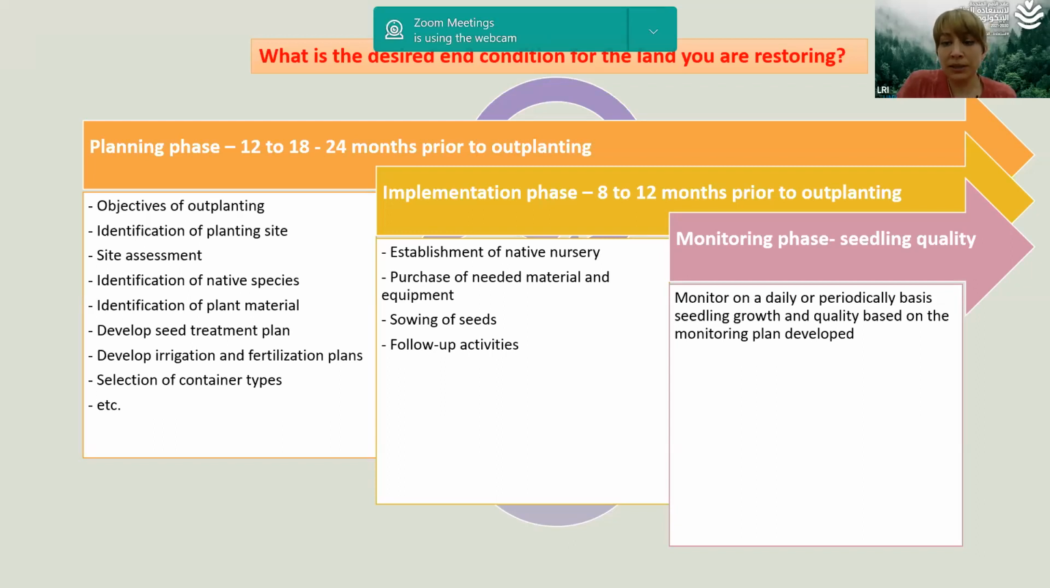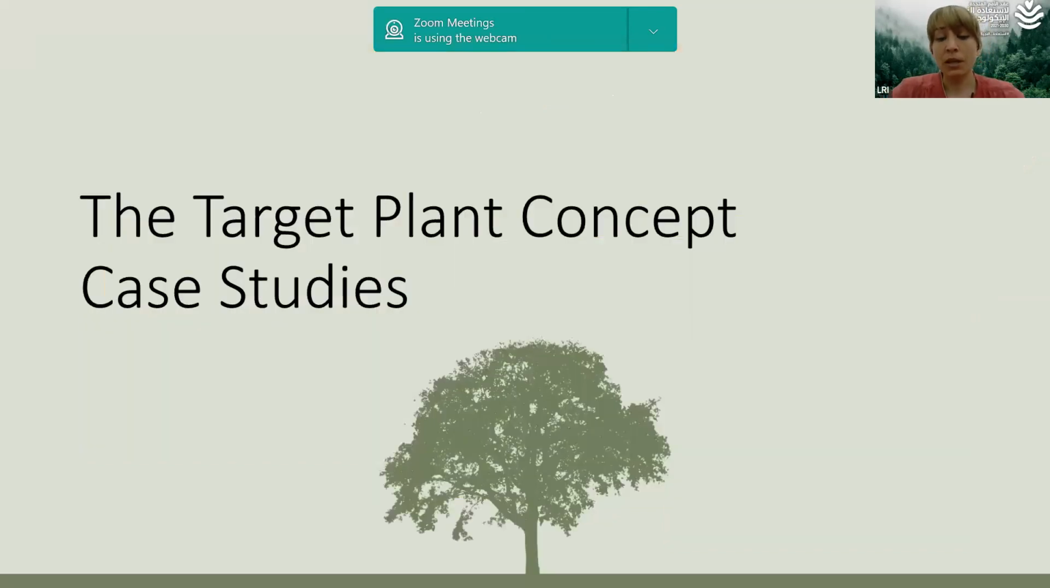Implementation of the nursery season is 8 to 12 months prior to outplanting, and monitoring will happen throughout that season. I just wanted to show you some of the steps that are taken to be able to develop the best seedling and to identify the best seedling type or plant material type for a certain restoration project.